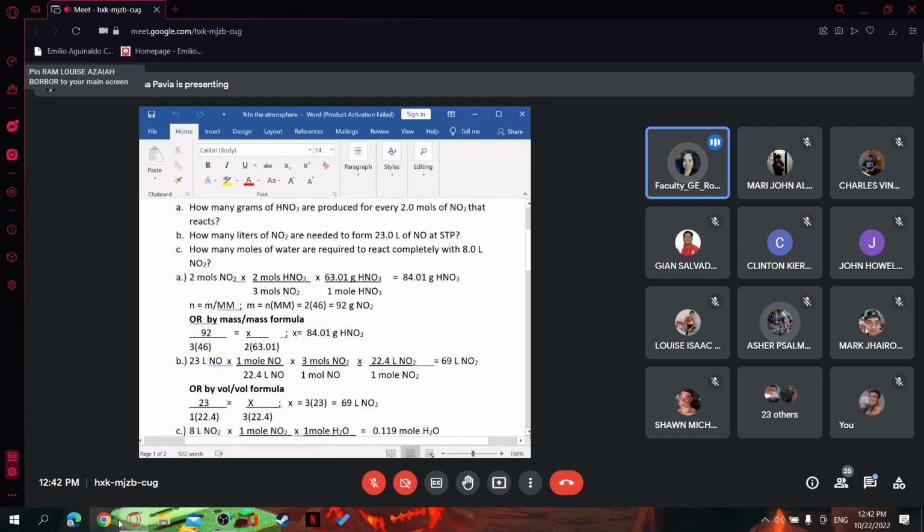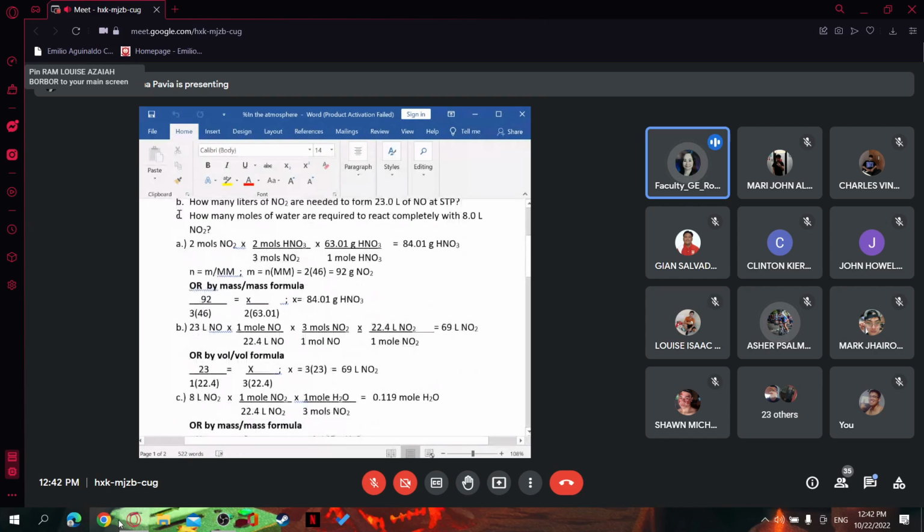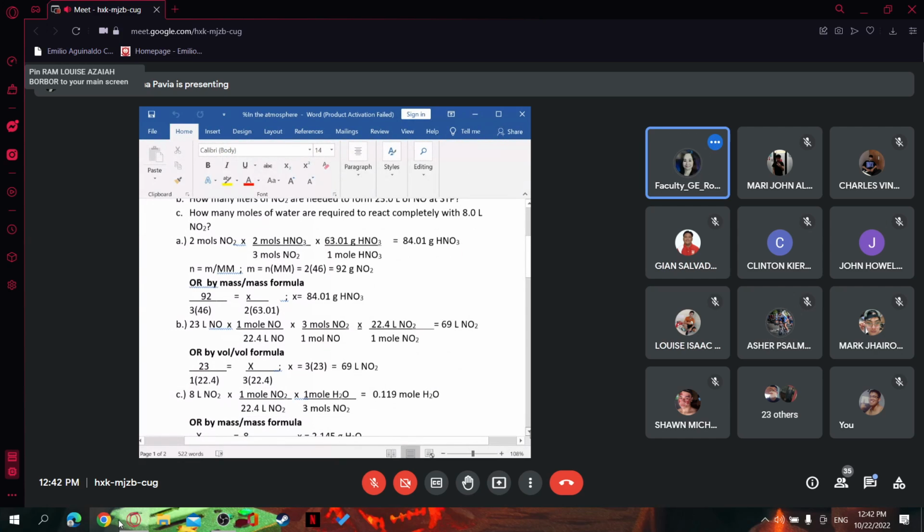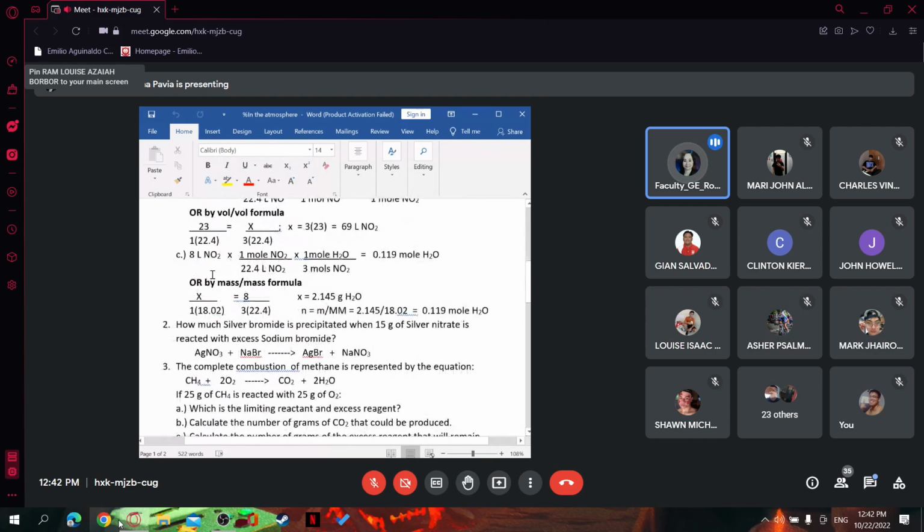Okay, so how many moles of water are required? So if you want, sige, sa dimensional analysis muna. 8 liters of nitrogen dioxide. Tapos you get the relationship here. 22.4 liters is to 1 mole NO2. Tapos sa equation, there is 1 mole of water per 3 moles of NO2. You get 0.119 mole of water.